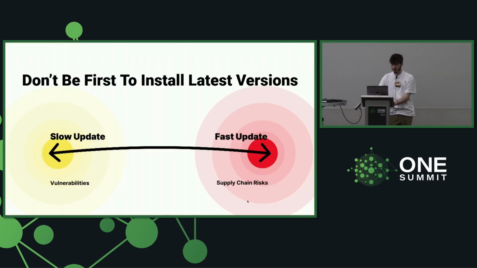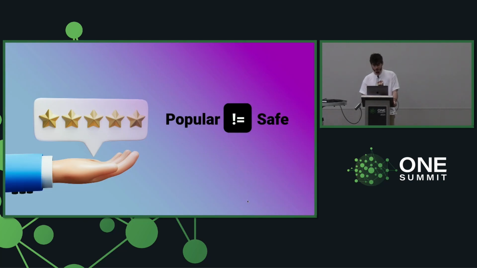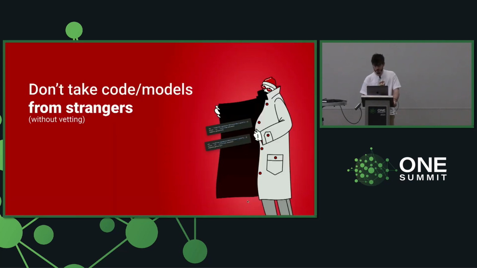And when talking about code, don't be the first or the last to update. You need to be somewhere in the middle. You don't want to get the vulnerabilities, and you don't want to get the supply chain risks. So somewhere in the middle. Popular is not safe. And the most important thing is don't take code from strangers without vetting.